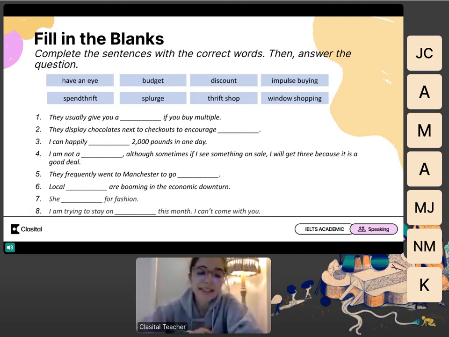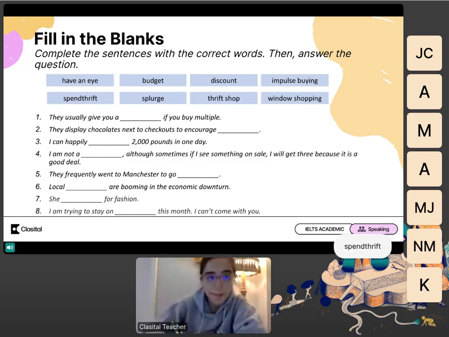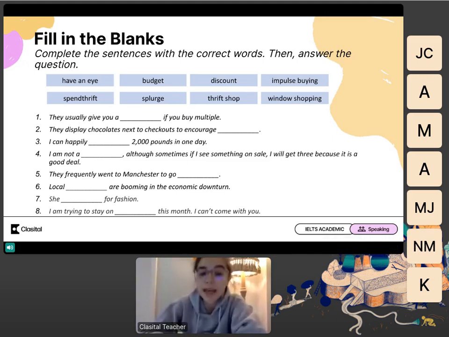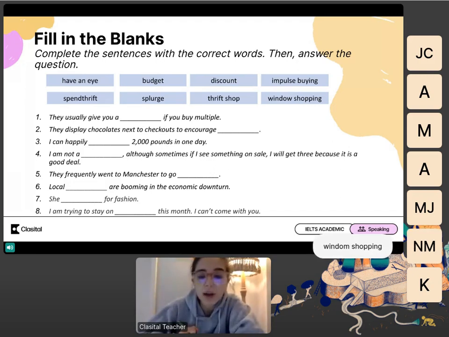Okay, number four. I'm not a blank. Although sometimes if I see something on sale, I will get 3 because it's a good deal. Number four, spendthrift. Yes, spendthrift. I'm not a spendthrift. Although sometimes if I see something on sale, I will get 3 because it's a good deal.